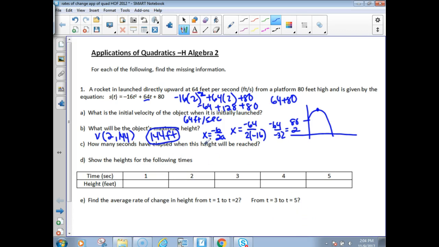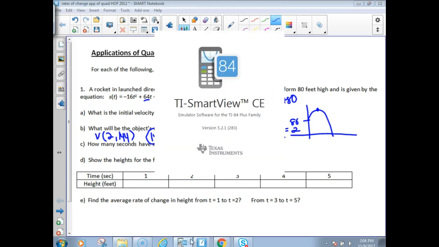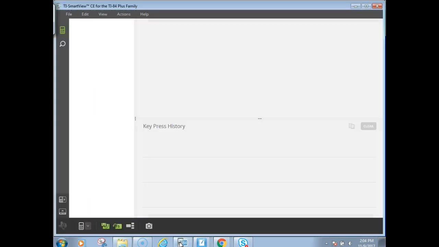How many seconds have elapsed? Well, that's the x value of the vertex. So it would have been 2 seconds that it took for it to reach its maximum height. All right, now we will definitely want to go to the graphing calculator so we can just fill in the table. Otherwise, you could do it without it. You just have to keep plugging in numbers. So I think it'd be a little more valuable to just go in the grapher. But I do want to remind you, okay.